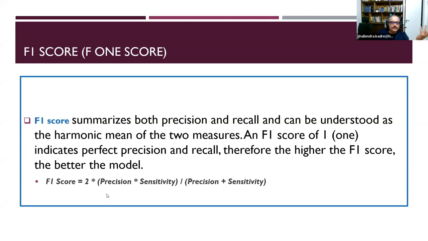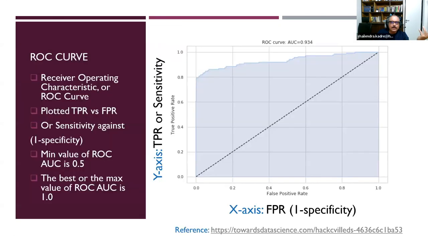Slowly, slowly. F1 score is very different. It is a harmonic mean of precision and sensitivity, a very simple formula. For area under curve, there is no formula. You have to plot it, and there are functions available in scikit-learn to plot this. Once you supply inputs to it, it will automatically plot this for you and give you the AUC value. There is no formula for this, but you should know what it is. It is a plot between 1 minus specificity and sensitivity.